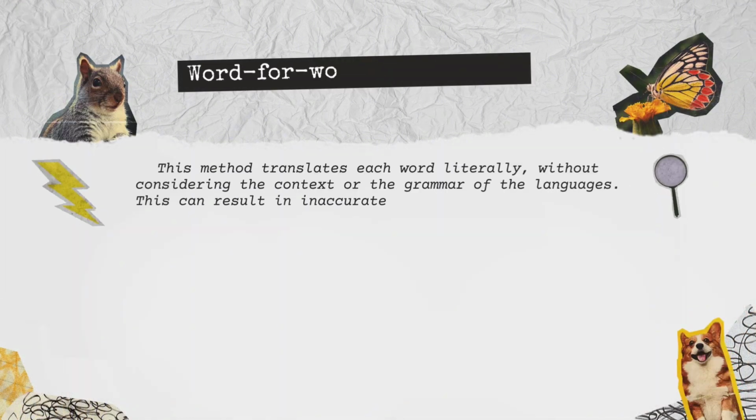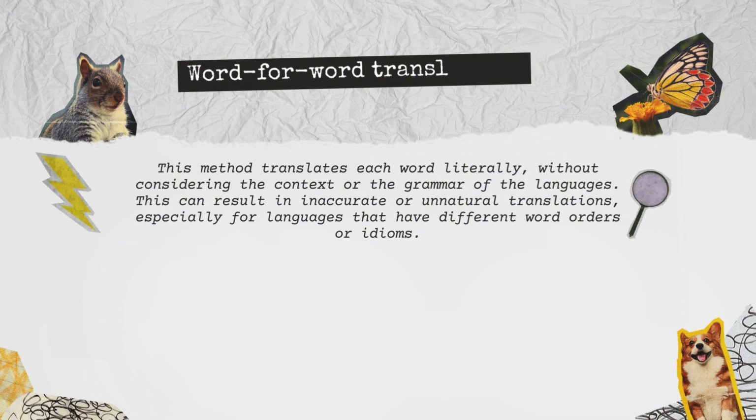The first method is word for word translation. This method translates each word literally without considering the context or the grammar of the language. This can result in inaccurate or unnatural translation, especially for languages that have different word order or idioms.